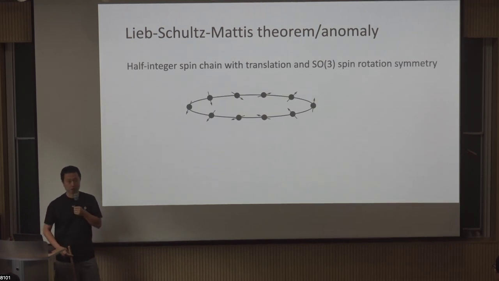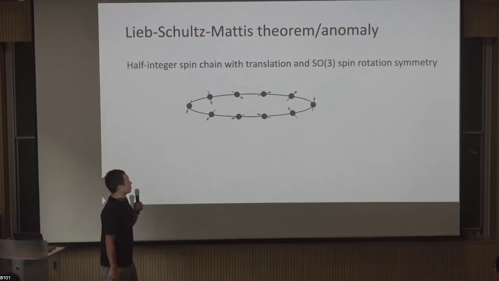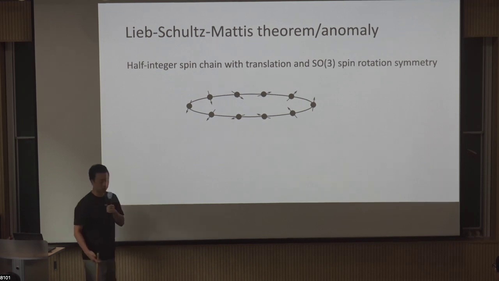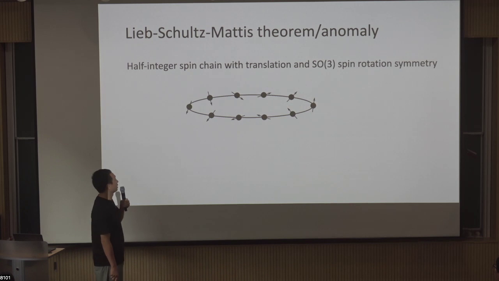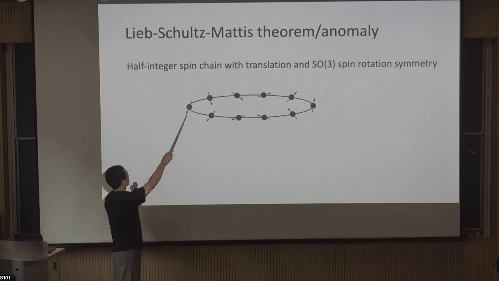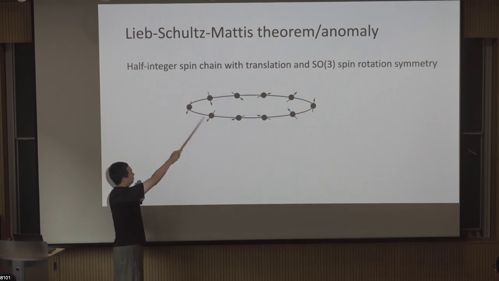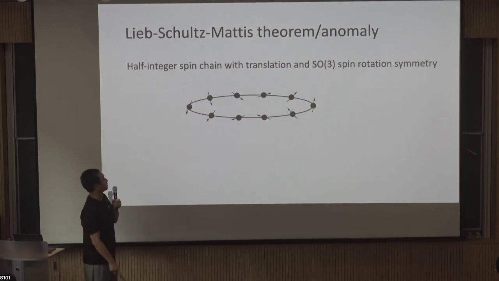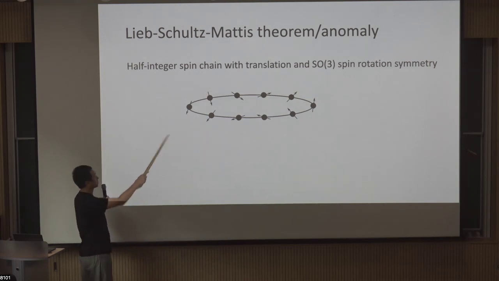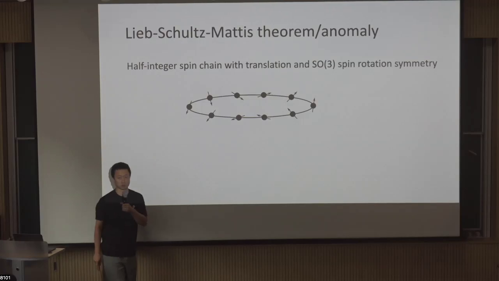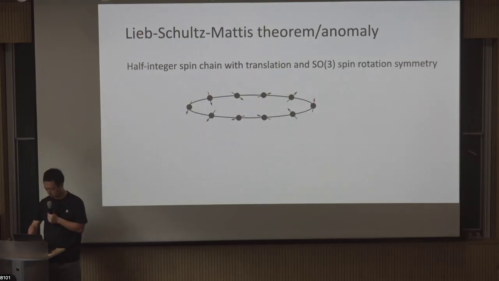So the theory has a very simple setting, and it's a very physically motivated setting. Just consider a one-dimensional spin chain with half-integer spin, let's say spin 1/2 for each site, and let's say periodic boundary condition for simplicity. So we have a translation symmetry, and we impose SO(3) rotation symmetry for the possible Hamiltonians.